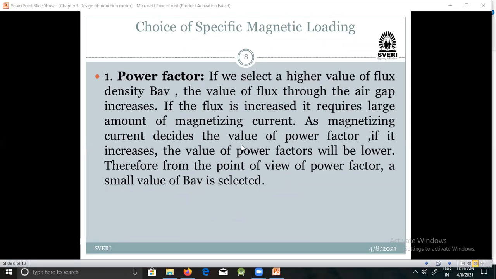Everybody got it? Now see, in the example or the MCQ, they will ask: if we have to increase the power factor, then as far as the point of view of power factor, dash dash value of BAV is selected. Small or big, they will give the options, whatever it may be.